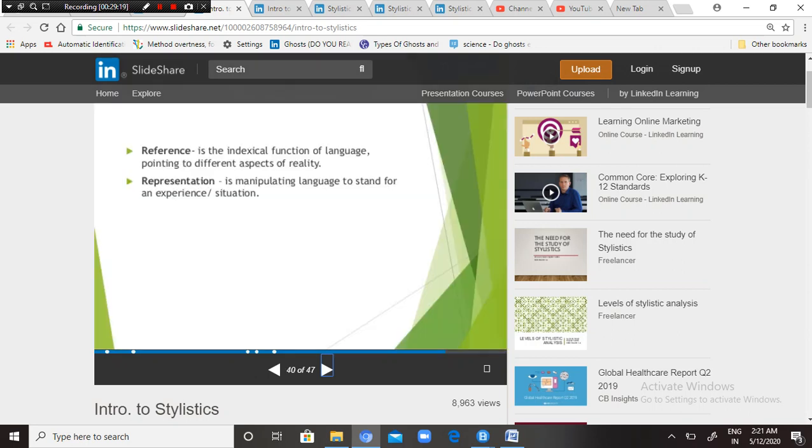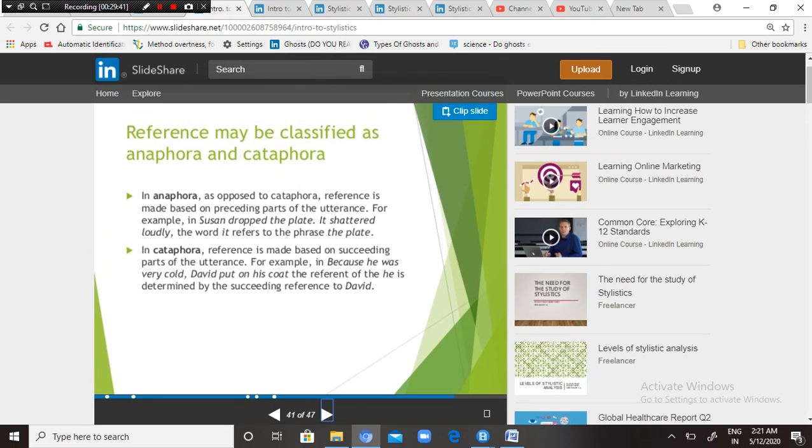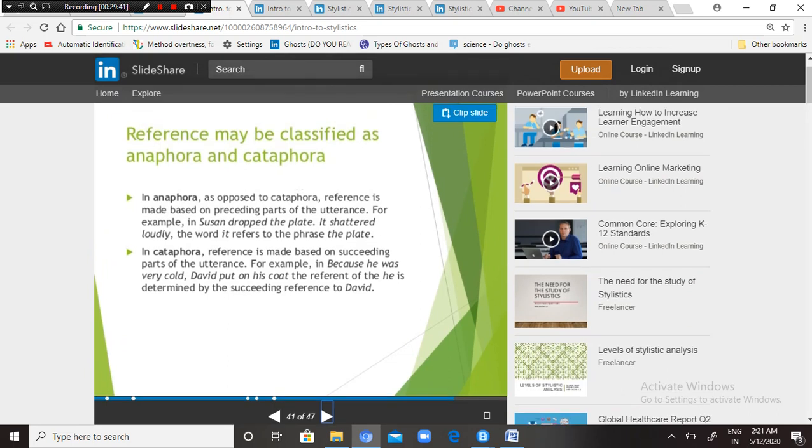Reference. It is the indexical function of language pointing to the different aspects of reality. Representation is manipulating language to stand for an experienced situation. The references may be classified as anaphor and cataphor. So here we discuss what is anaphor and what is cataphor.